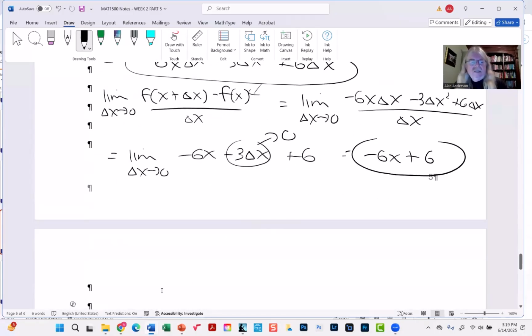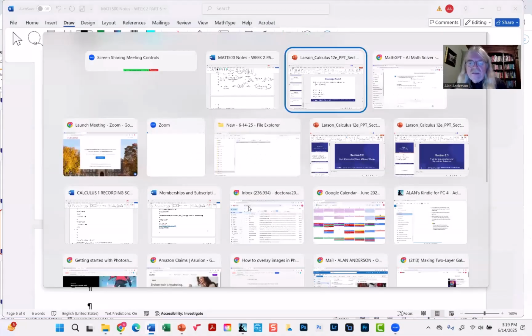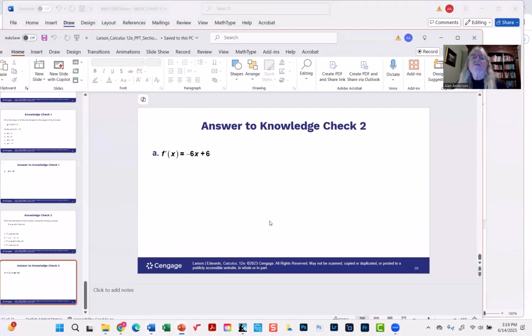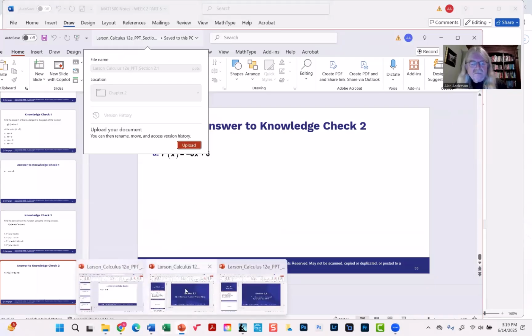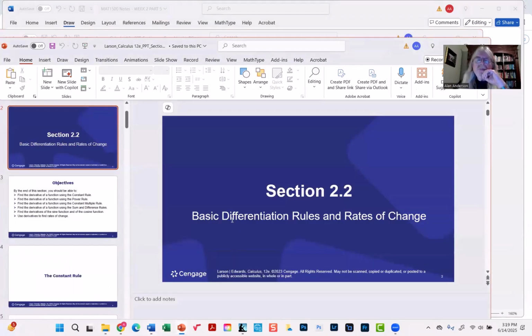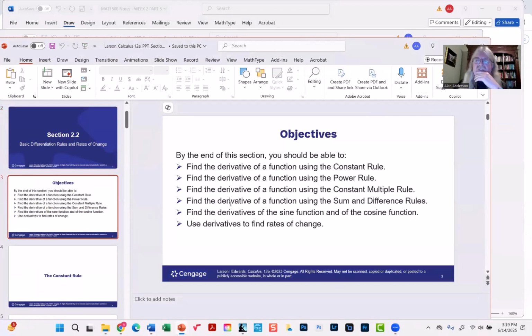All right. So I think now we're finally ready for our rules. That should be it for the theory. So that's section 2.1 done. Now let's go on to 2.2, basic differentiation rules and rates of change. So there's several rules we're going to be introducing, and that includes trig functions, by the way.